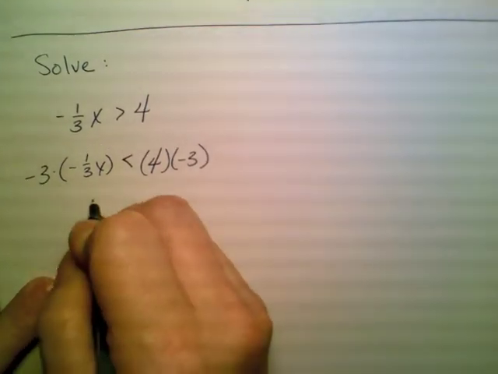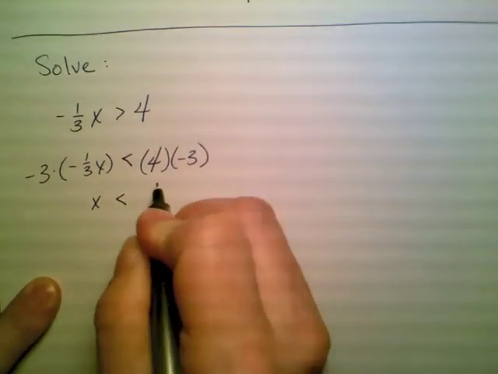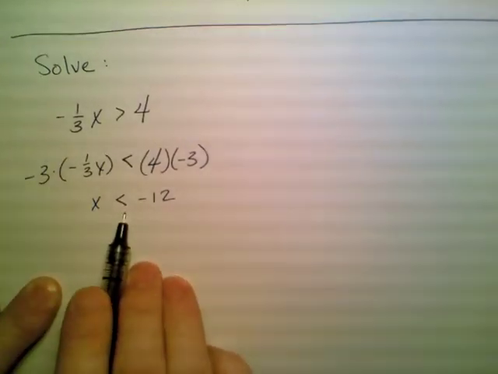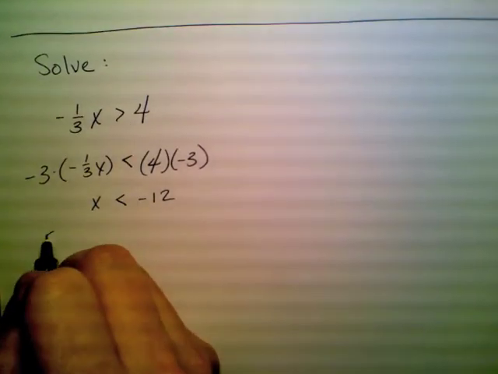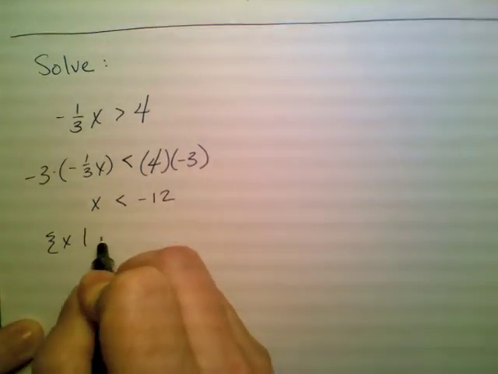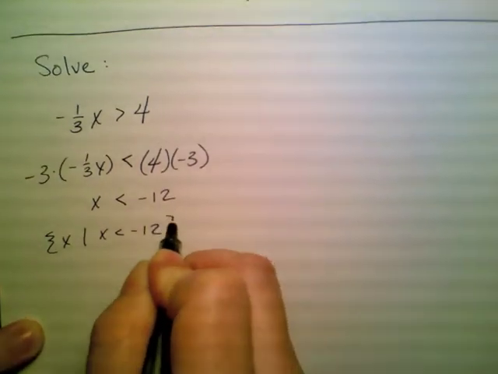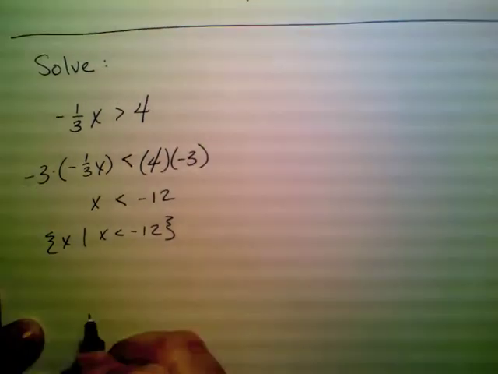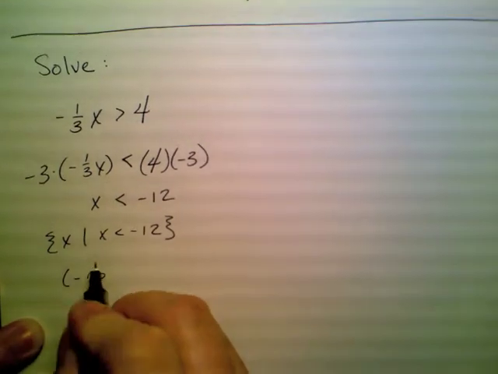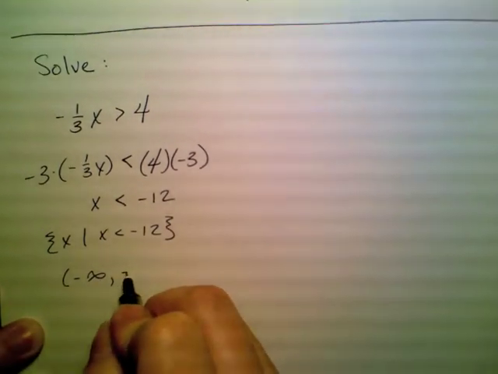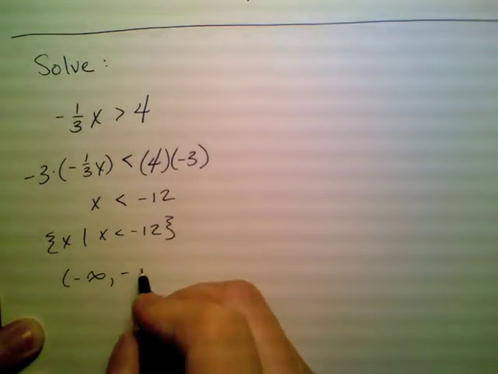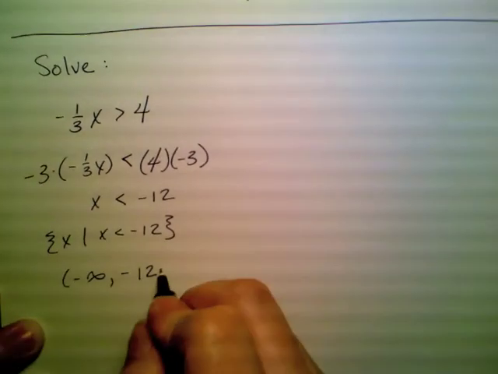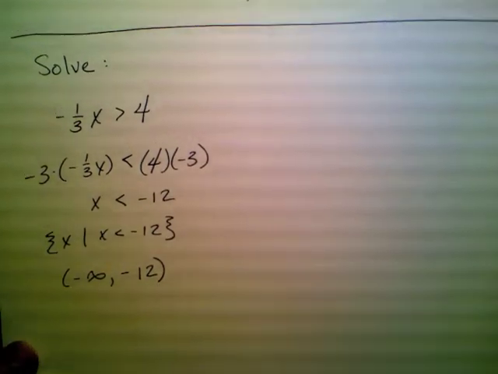So this side becomes just x. This side is a -12. So I've got x less than -12, which I can write with our set rule notation. Or, as an interval, this is the x's that are less than -12. Since it's less than, well, it's on the left side of it, so -infinity to -12, since there is no or equal to, it does not include that endpoint.